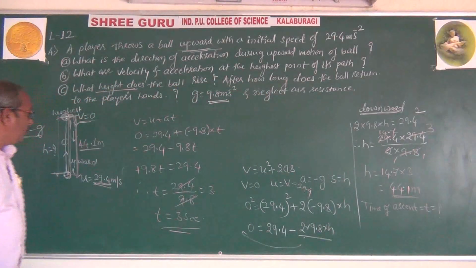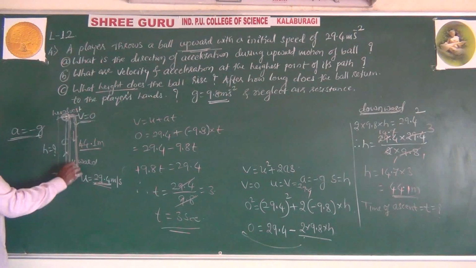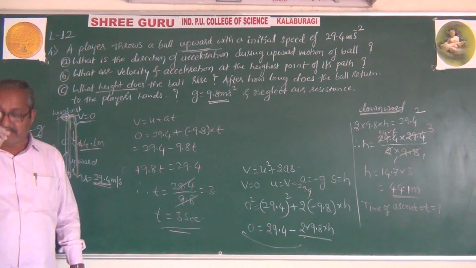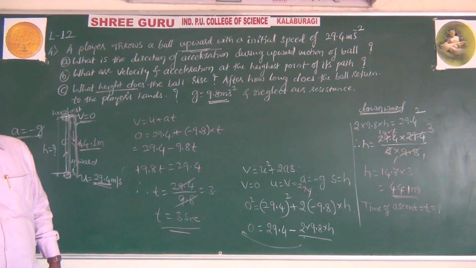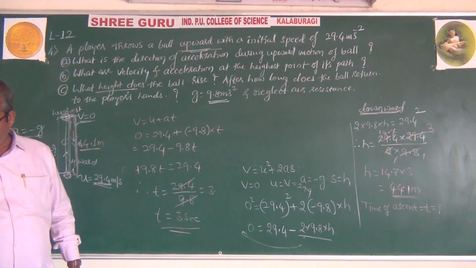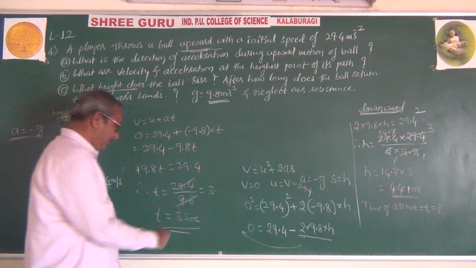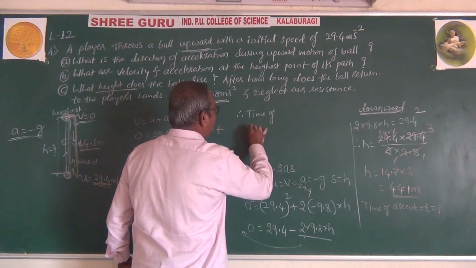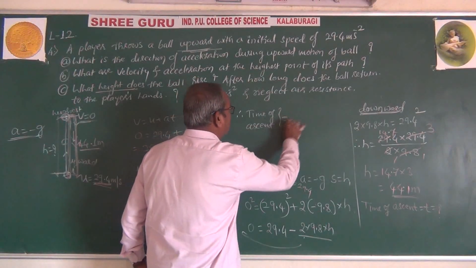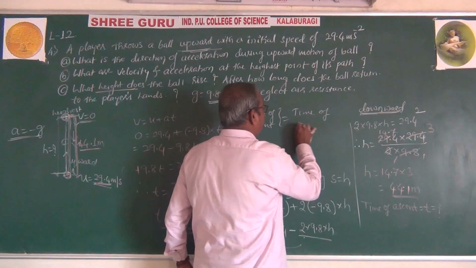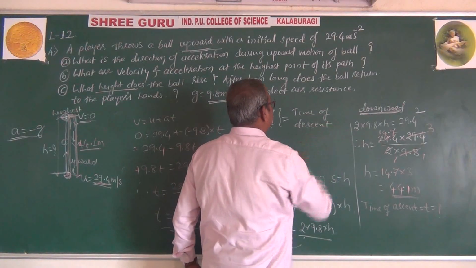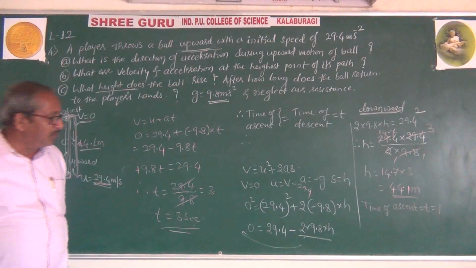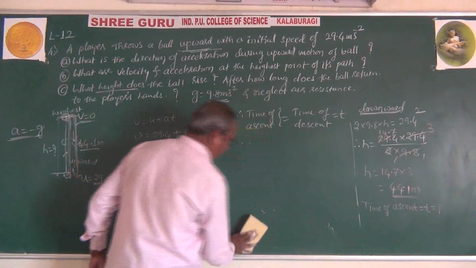Listen here, all of you. The time it takes to go up, the same time will be taken to come down. That means the time of ascent and time of descent will be the same. Always remember, the time needed to go up is the same as the time needed when it comes down. This is the time of ascent. Therefore time of ascent equal to time of descent. Therefore time of descent is again t, and the t we got is 3. So therefore the total time.